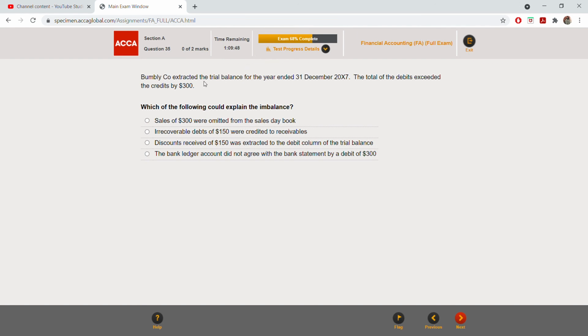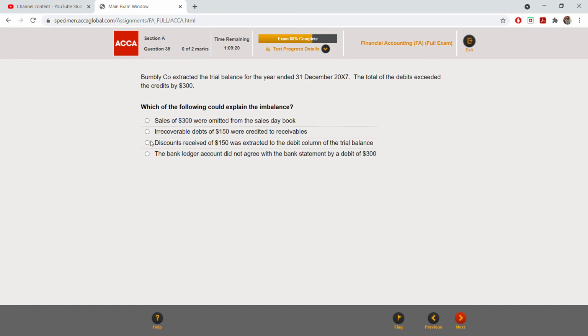Okay. Discount received of 150 was extracted to the debit column of the trial balance. Okay, we'll keep this. The right answer is the third one. The bank ledger account did not agree with the bank statement by a debit of 300. The right answer is the third one.